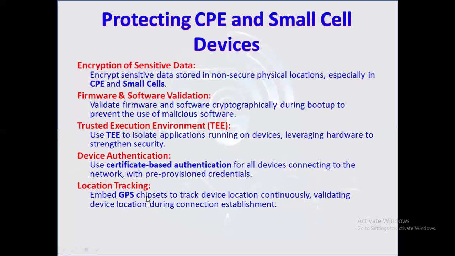Next, location tracking. Embedding GPS chipsets in devices helps track their physical location, ensuring that only devices in the correct geographical areas are able to establish a connection. This adds an extra layer of verification, preventing unauthorized or suspicious devices from connecting to the network.